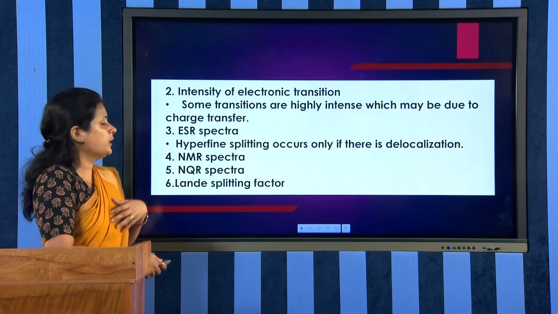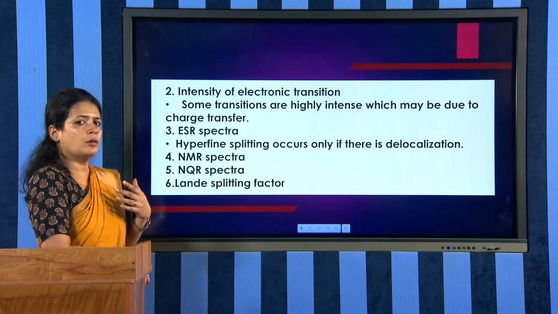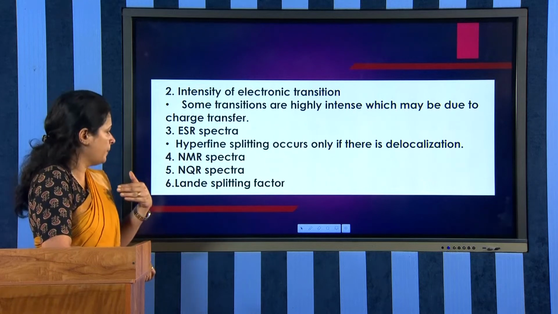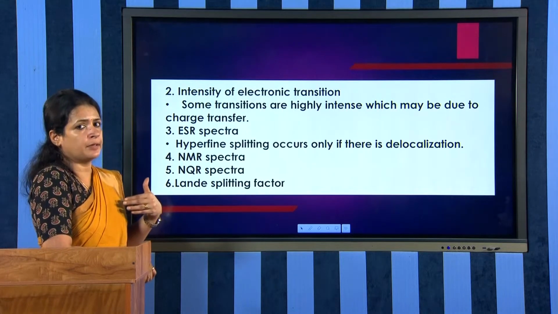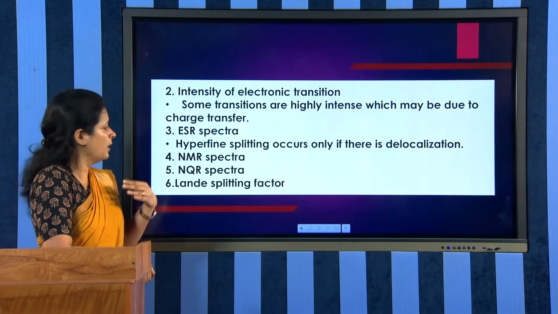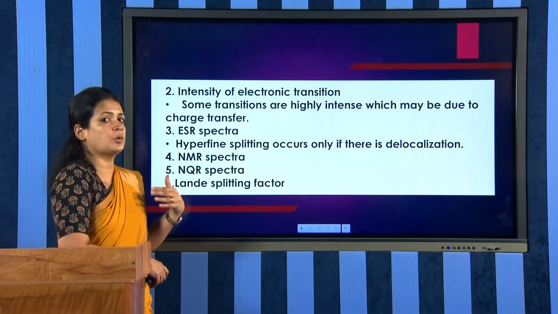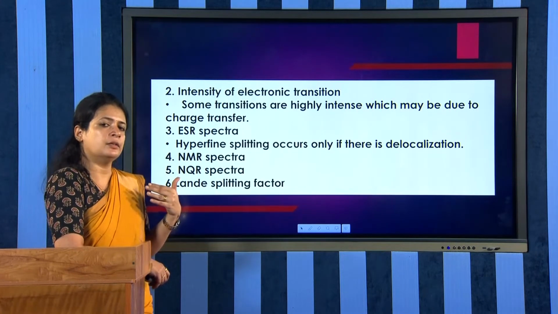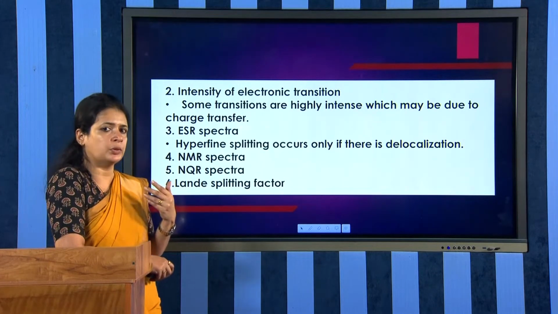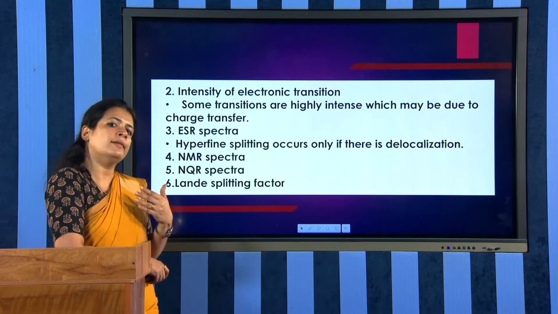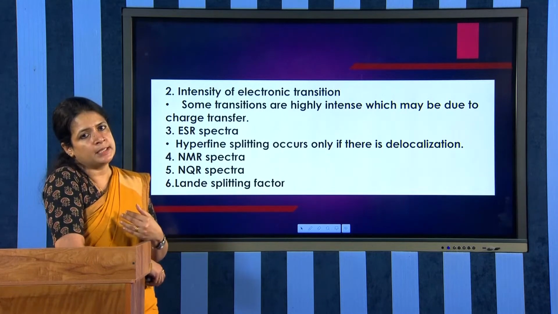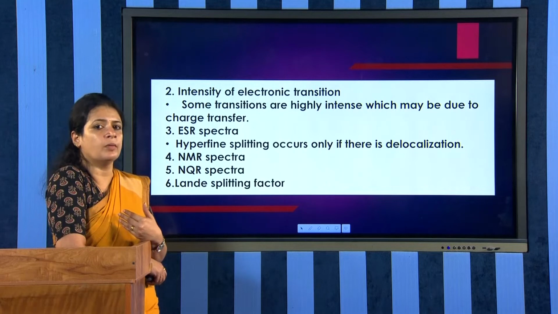And now, the fourth evidence is NMR spectra. NMR spectra of complexes also show that some kind of covalency is there in the metal ligand bond. And we have the evidence from NQR spectra. This NQR spectra also shows there is some kind of covalent character. And finally, we have the Landé splitting factor or g factor. The g factor for the free electron is 2.003. This g factor is also an evidence for this covalent character. And so we can say that the metal ligand bond has considerable covalent character.